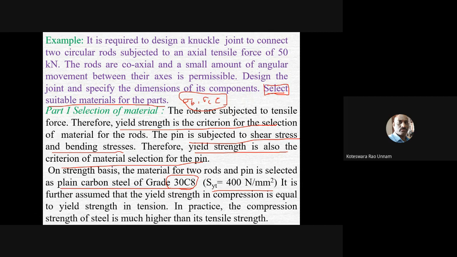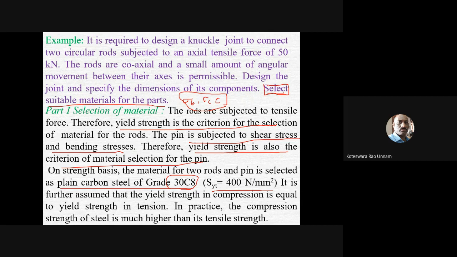So therefore, you have to choose yield strength as the criteria for selection of the materials for all the things, whether it is a fork or an eye or maybe a pin. For all those things, you have to select yield strength as the criteria. So if you have yield strength, then we'll use the carbon steels only for the components. So in this particular problem, 30C8 is selected.